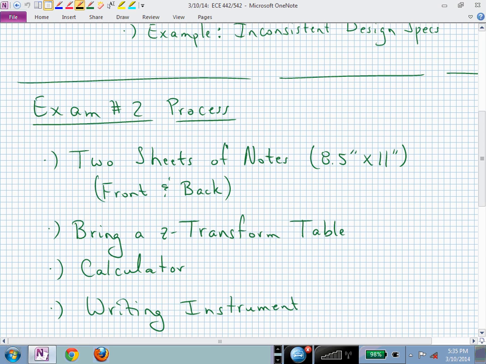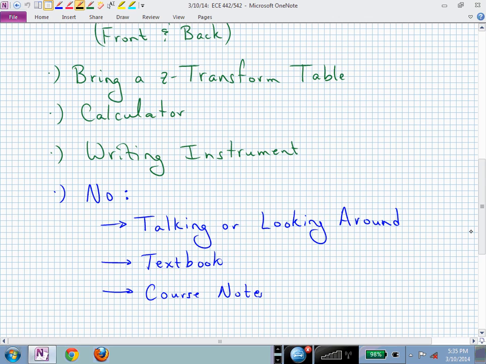You can bring a calculator and something to write with. What you can't do is talk to yourself or to your neighbor. It's distracting for other people. That is what I heard after exam number 1. So let's just keep focused on your exam and on your 4 or 3 pages.